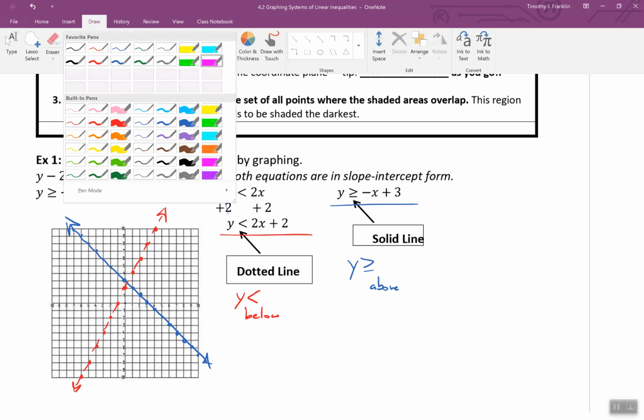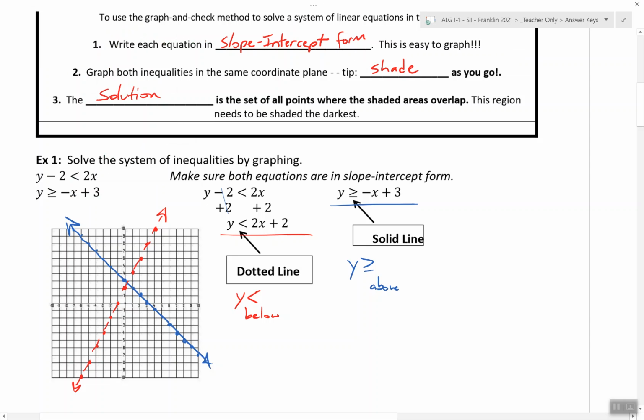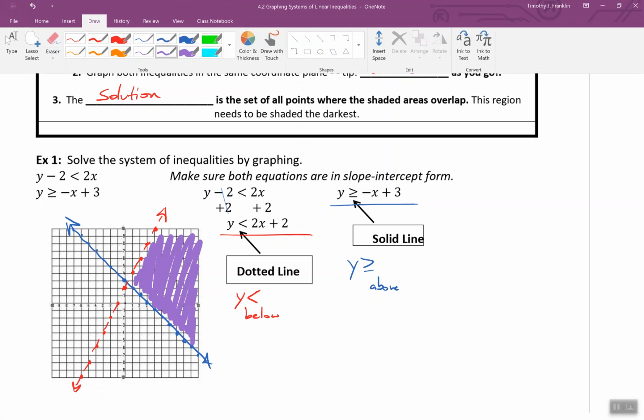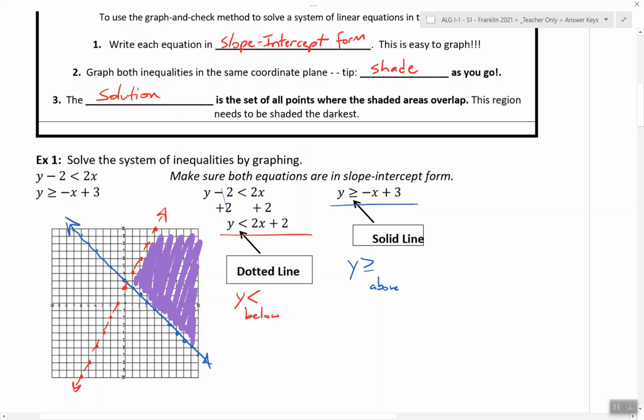Either way, just make sure that the solution region is the one that is shaded the darkest. So all these points that are shaded make both of these inequalities true. Something important to note though, points on the dotted line are not in the solution. Points on the solid line are in the solution. Just like an open or closed circle for a one-dimensional inequality, for these two-dimensional ones, the solid line, those points are included. The dotted line, those points are not.